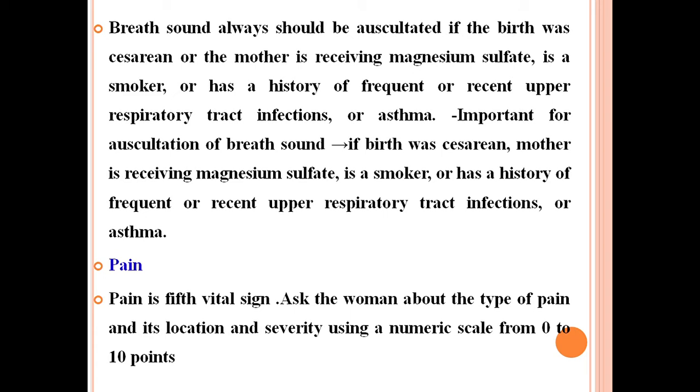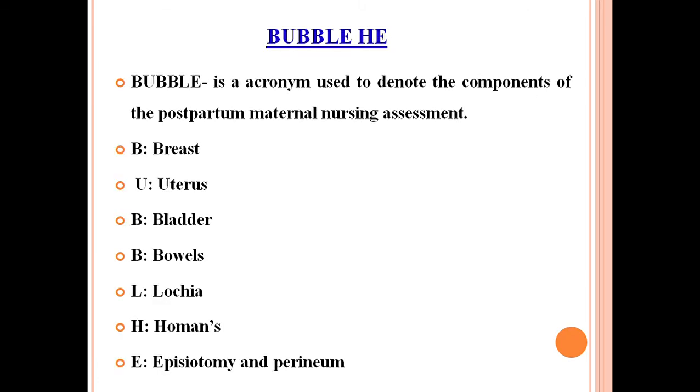Important for auscultation of breath sound if birth was caesarean, mother is receiving magnesium sulfate, is a smoker, or history is frequent or recent upper respiratory tract infection, or maybe asthma. Pain. Pain is the fifth vital sign. Ask the woman about the type of pain and its location and severity using a numeric scale from 0 to 10 points.